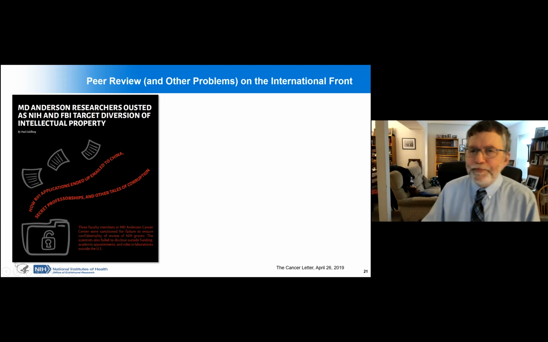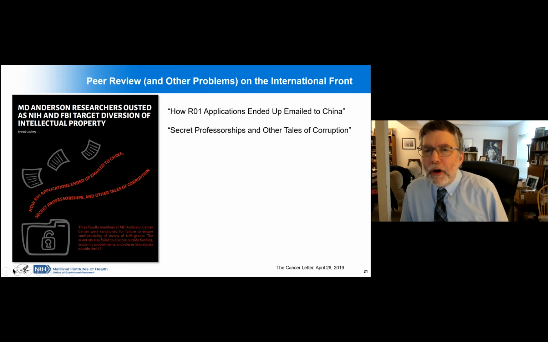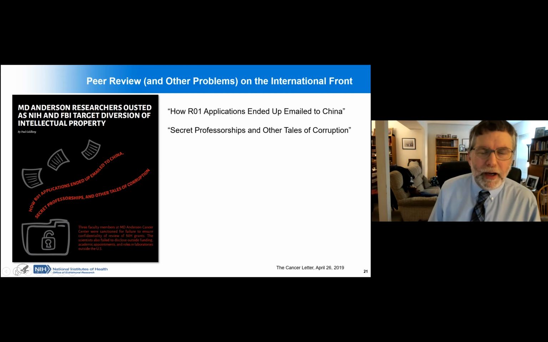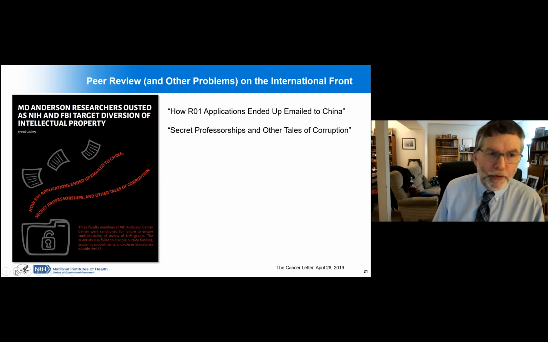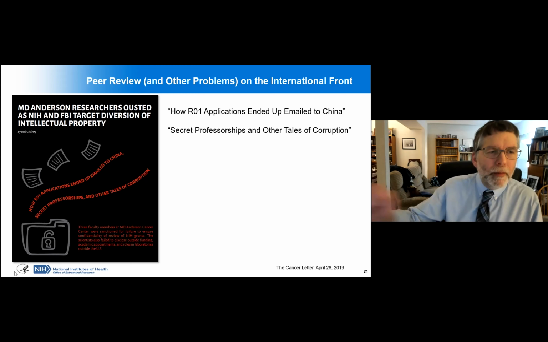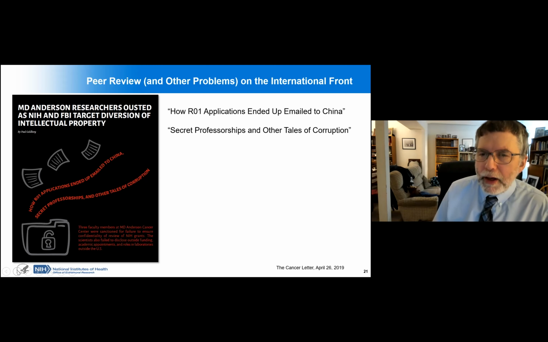So yeah, there were R01 applications that were emailed to China. There was a scientist there at MD Anderson who was on one of our peer review panels, and despite the fact that he had certified that he was going to keep all materials confidential, what he was doing was emailing confidential applications to other scientists in China who now could see what American scientists were thinking about.